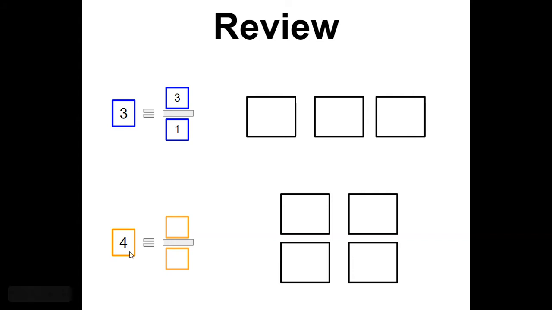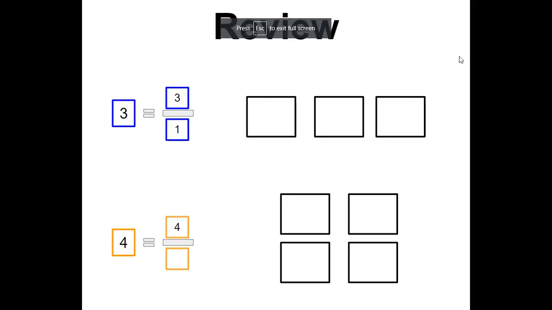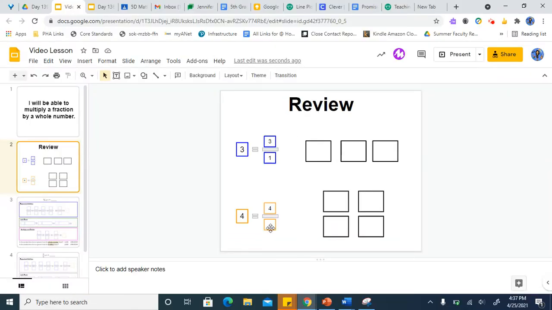Let's do the same thing for 4. Here we have 4 wholes. We can see in the entire picture here, there are 4 total parts. So our numerator is going to be 4. The denominator tells us how many parts make up one whole. So let's look at this first model here. There's only one part that makes up this whole. So the denominator is 1.